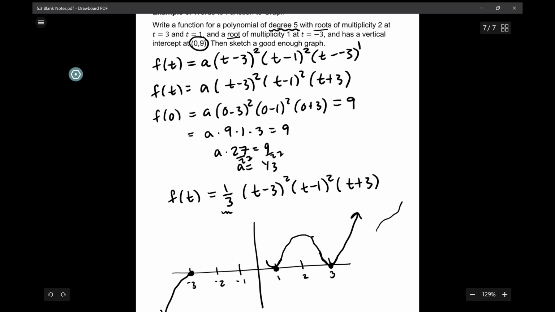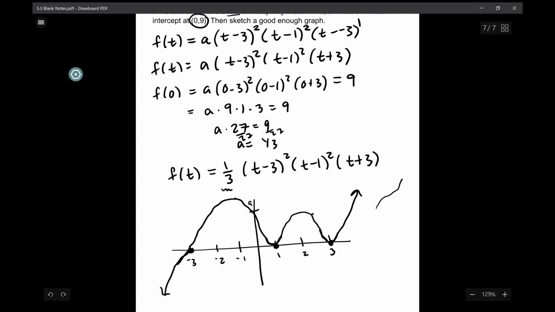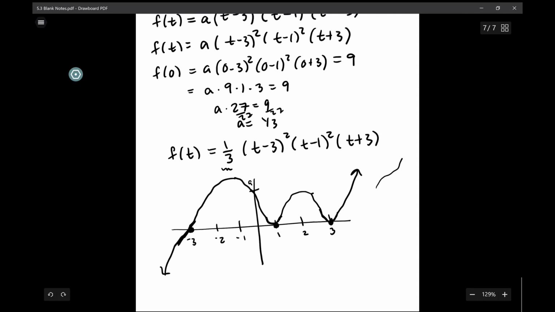Multiplicity 2 at 1. And, oh, I forgot (0, 9). I'm just going to call that 9. I'm going to go up there, cross 9, come back down, and I know this is multiplicity 1, so it's going to cross that like a line. So there's my graph. End behavior like x cubed, positive x cubed. My multiplicity 1 zero at negative 3. My multiplicity 2 zeros at 1 and 3. All right, that's it for this section.